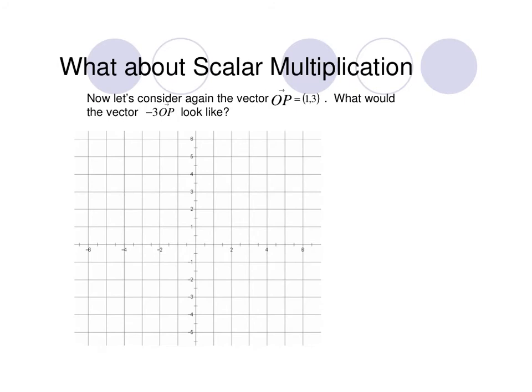Now what would happen if the scalar we're multiplying it by is negative? So there is OP once again. Now we're going to draw 3 OPs, but in the opposite direction. Due to my lack of foresight, it doesn't quite fit on the graph, but what you'll notice is that the coordinates of that endpoint are just what we'd expect them to be.